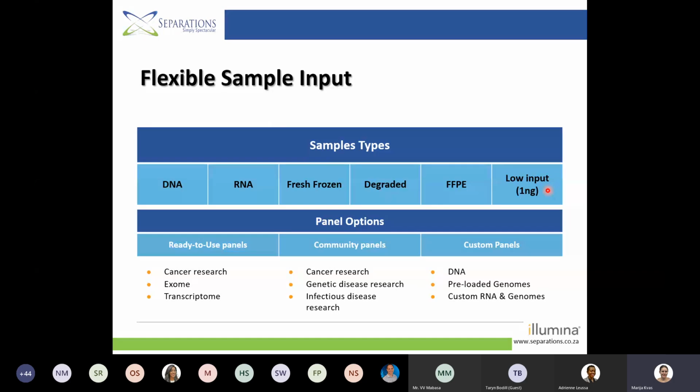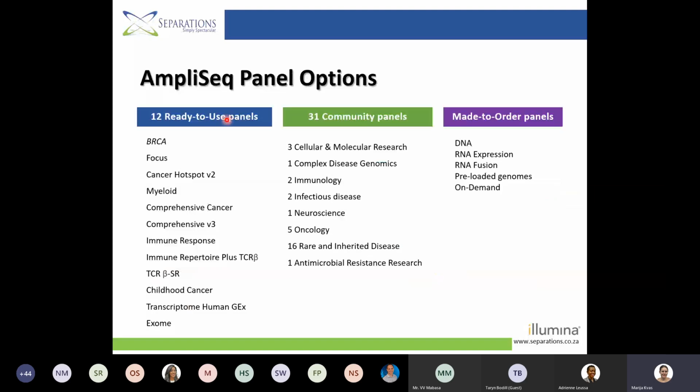So let's look at the different options that are available. Like I said, there are 12 off-the-shelf available panels. Obviously, some of them will be larger panels. The BRCA panel will look at the BRCA1 and 2 genes associated with breast cancer. We have a focus panel, a cancer hotspot panel, a myeloid panel that's looking at different genes associated with leukemias. And then, of course, we have larger panels such as the transcriptome panel or exome panel, and obviously these larger panels will have to be done on the NextSeq, for example.